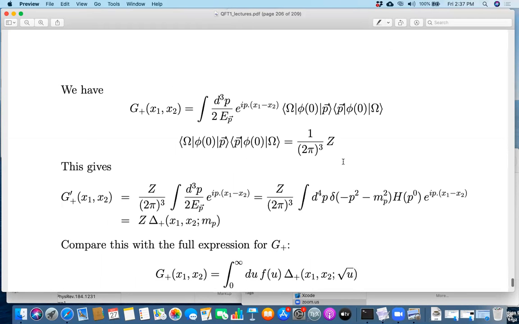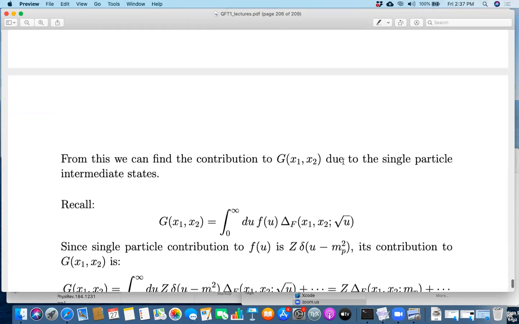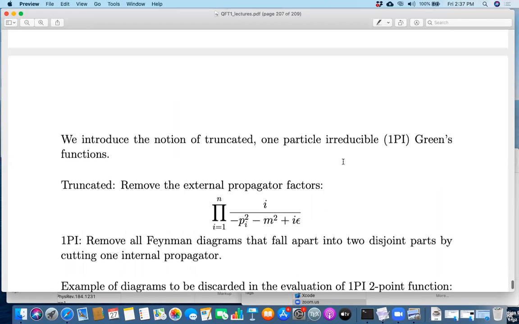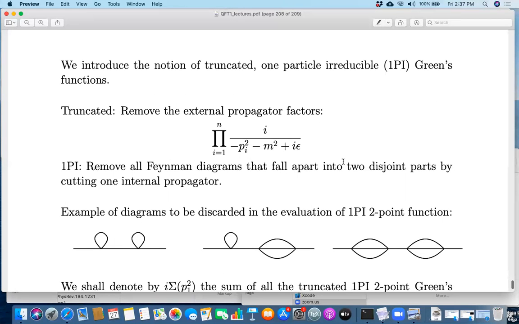In the last part, I think I have about 20 minutes. So let me now explain how we actually go about doing this in perturbation theory. When you try to do perturbation theory, I have to introduce some new notions. We'll introduce the notion of truncated one particle irreducible Green's functions. These are two different aspects, so let me explain what these mean.